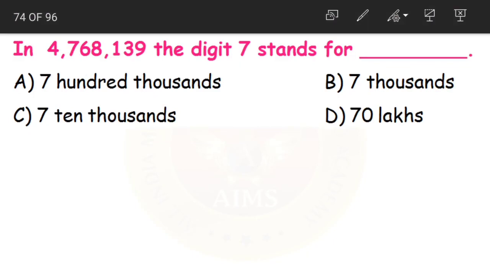Next question. In 4,768,139, the digit 7 stands for dash. Now what is this? This is the international system. We can say it by the commas that are kept. Yes. Now if you look at the place value, ones, tens, hundreds, thousands, 10,000s and hundreds, thousands, 100,000. 7 is in which place? 100,000s.